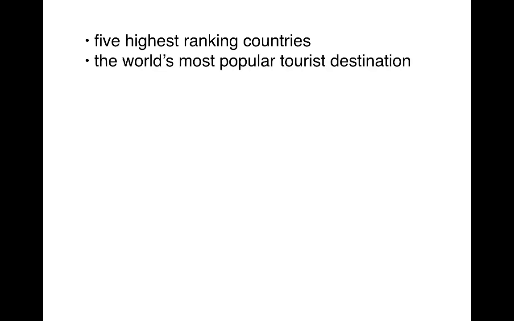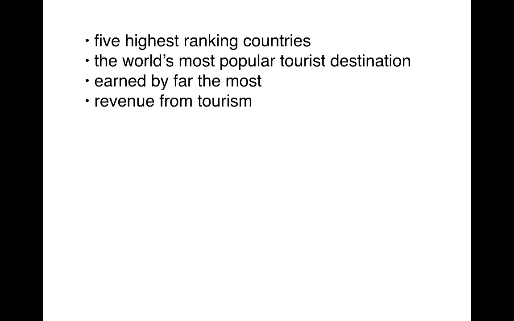So in my report I wrote 5 highest ranking countries. In this case, the countries were ranked or listed in order. Which one is the top country, which one is the 5th? So that's a good phrase to use. I also wrote the world's most popular tourist destination. Earned by far the most. I often use this phrase, by far the highest, by far the most. Revenue from tourism. So this, instead of saying spending, I've used revenue. That's the income from tourism.